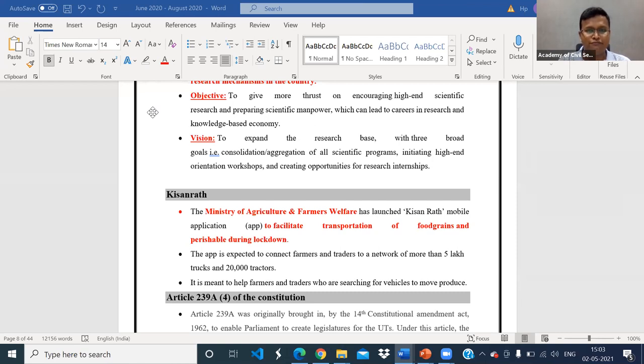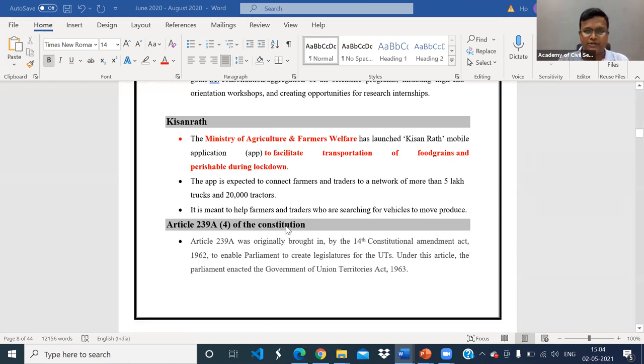Then more than 5 lakh trucks and 20,000 tractors were connected to each other for the facilitation of perishable agricultural commodities during lockdown through the Kisan Rath mobile application.